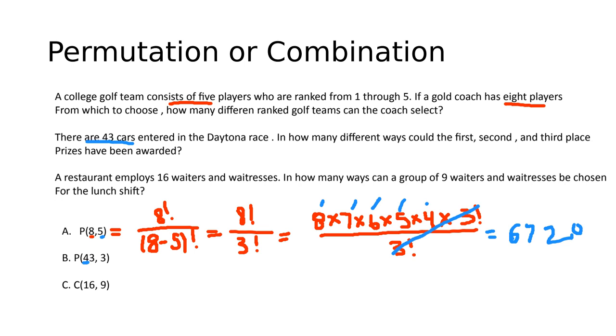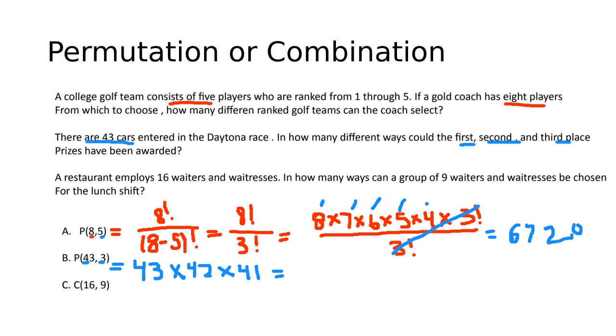So if I use the shortcut here, this would only be 43 times 42 times 41. And again, the reason is because 43 minus 3 is 40 factorial. And so that would cancel with the 40 factorial below it.